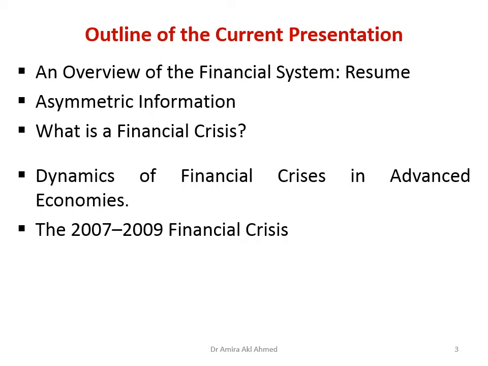Hence, to fully understand the current chapter, it's important to resume closely related issues which you previously studied in other courses, including economics of money and banking. These issues include the components of a financial system, the issue of information asymmetry, why the financial system is among the most heavily regulated sectors in an economy, and how to regulate it. In the current presentation, we will also discuss the dynamics of a financial crisis in advanced economies.